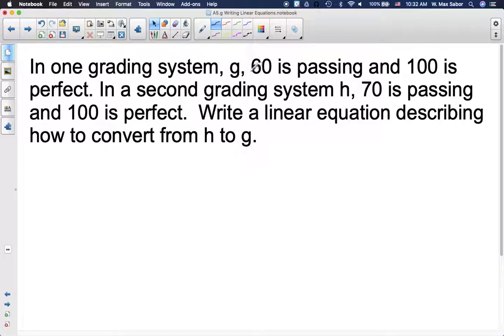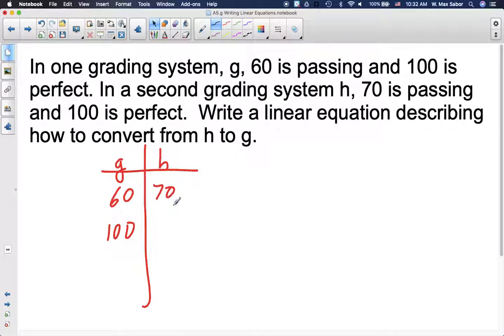In one grading system, G, 60 is passing and 100 is perfect. In a second grading system, 70 is passing, so 60 in one has to convert to 70 in the other, and 100 is still perfect. Write a linear equation describing how to convert from H to G. So this is going to be our input. This is going to be our output. So I put this in a little confusing formula. So how would we convert from H to G?